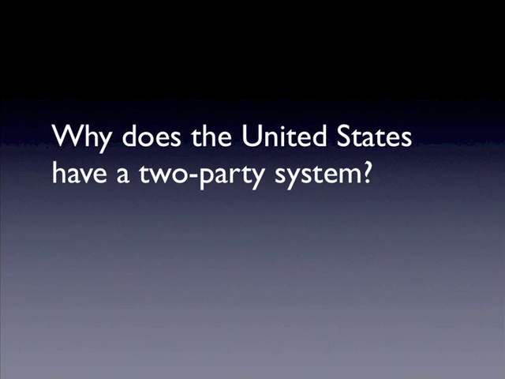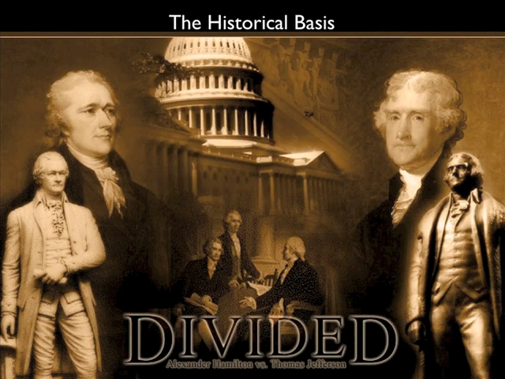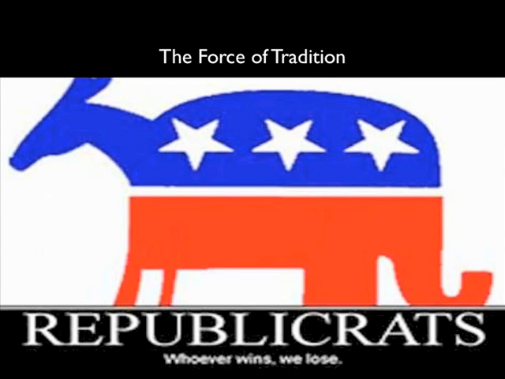Why does the United States have a two-party system? The first reason is the historical basis. The nation started out with two parties, the Federalists and the Anti-Federalists. The second reason is the force of tradition. America has a two-party system because it always has had one. Minor parties lacking wide political support have never made a successful showing, so people are reluctant to support them.